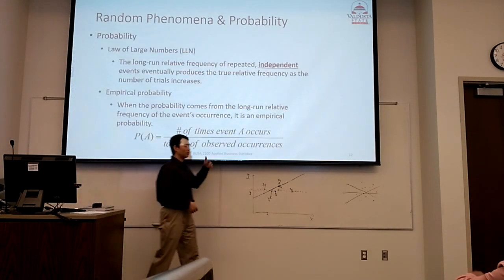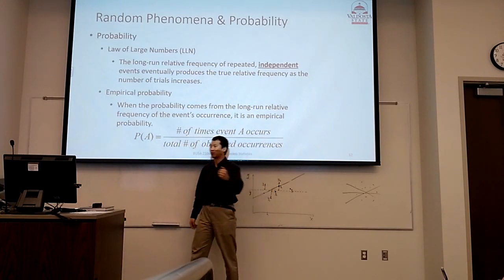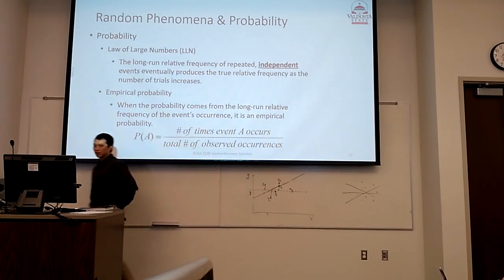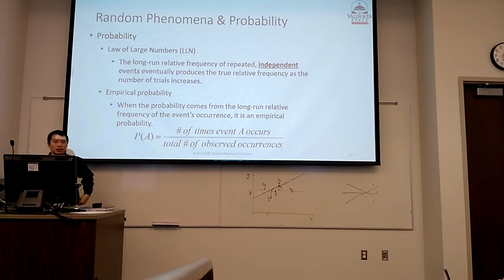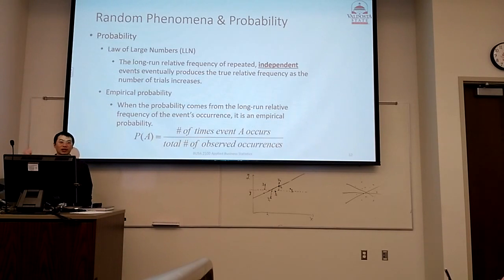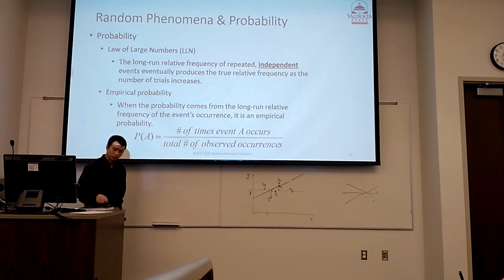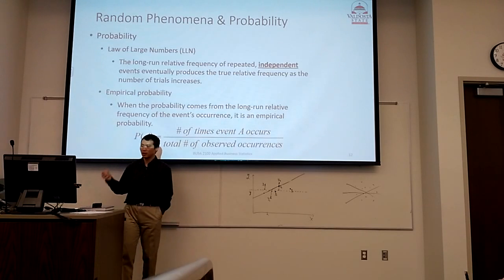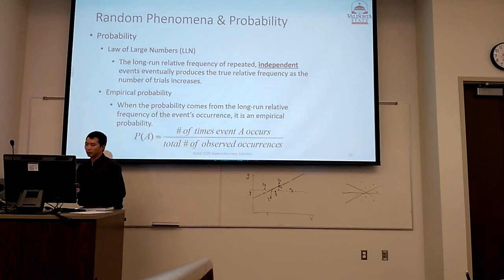Then let's talk about some properties of probability. So the law of large numbers. Probably you learned that from other math classes. That's the long-run relative frequency of repeated independent events eventually producing the true relative frequency as the number of trials increases. So that's the law of large numbers.